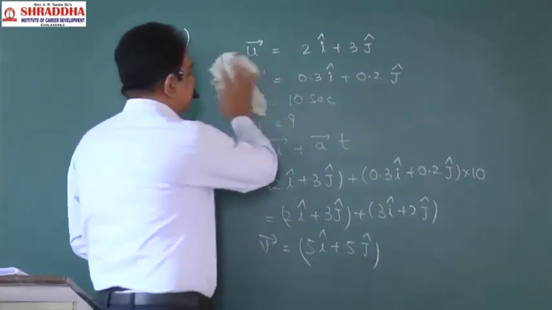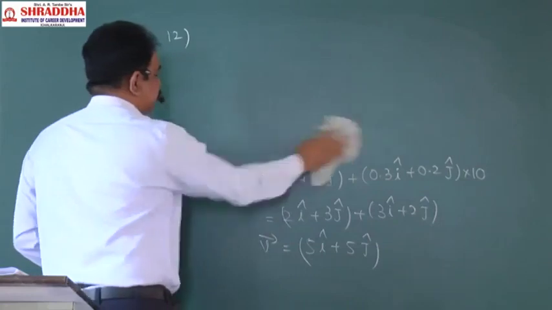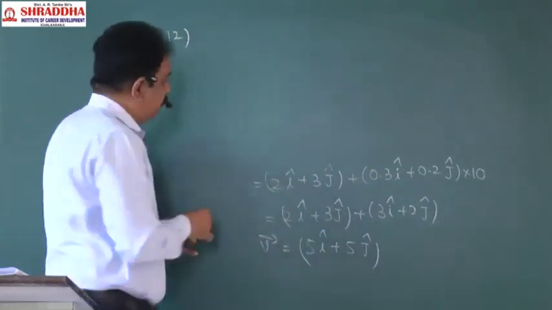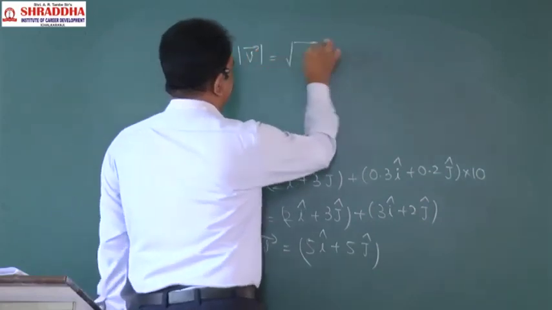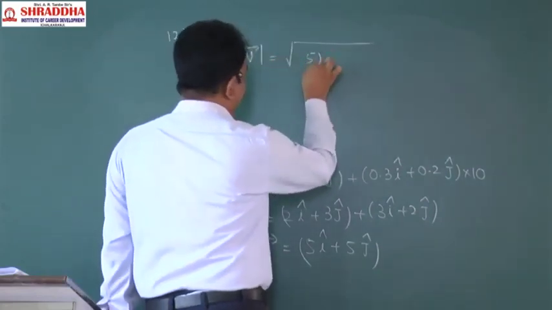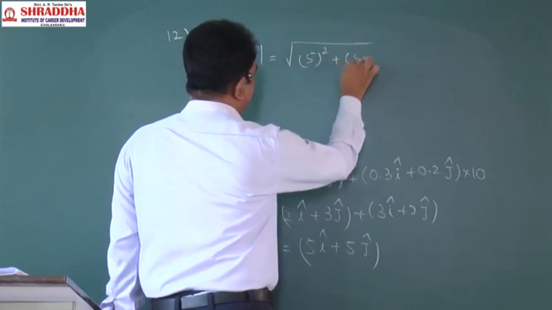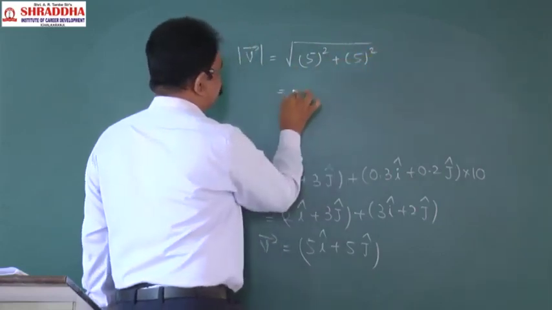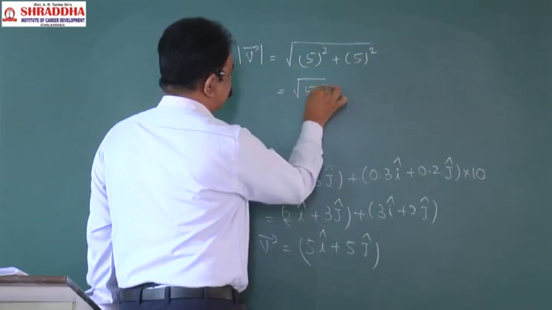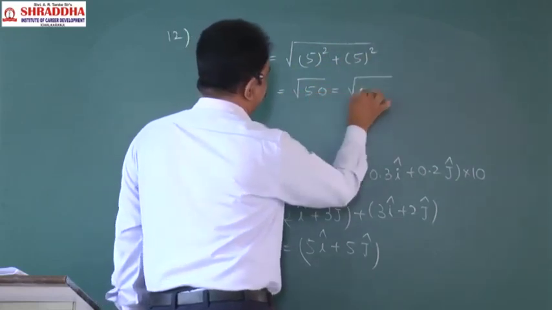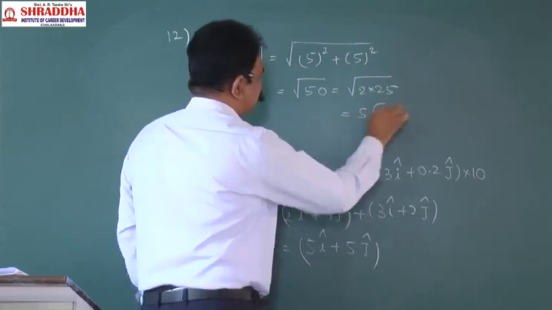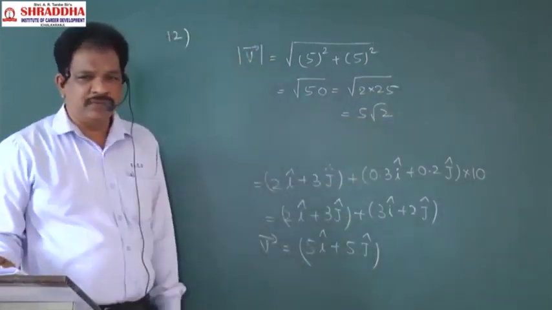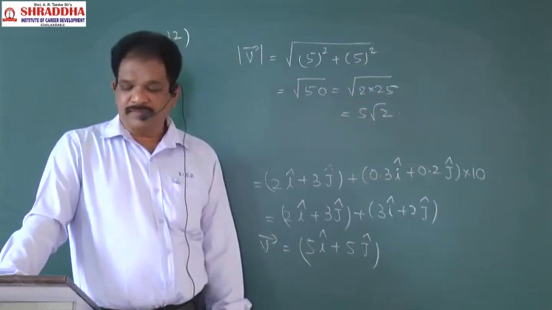So v bar is equal to this one. Find its magnitude. What will we get as its magnitude? Modulus of v bar is equal to square root of 5 square plus 5 square. This is root 50, which is root of 2 into 25. This value is 5 root 2. Okay.